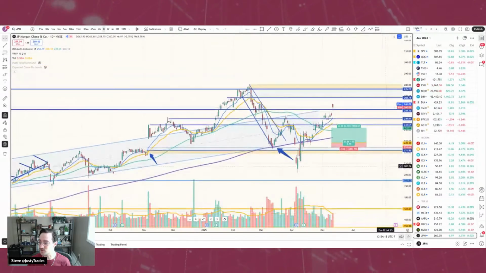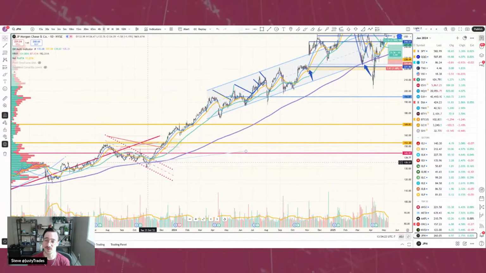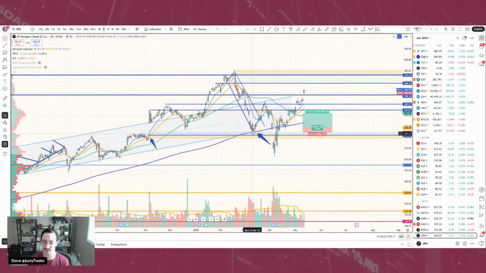So JPM is another one of these where if you're a 200-day investor, you got a chance way down here in October 2023, and you've just been sitting and waiting until right here.